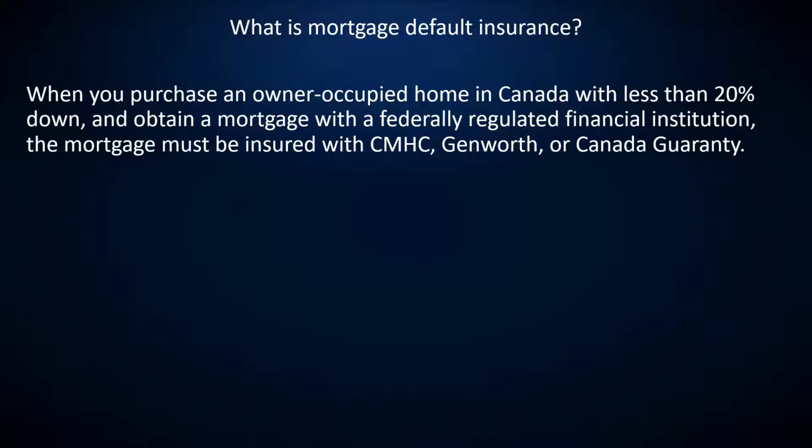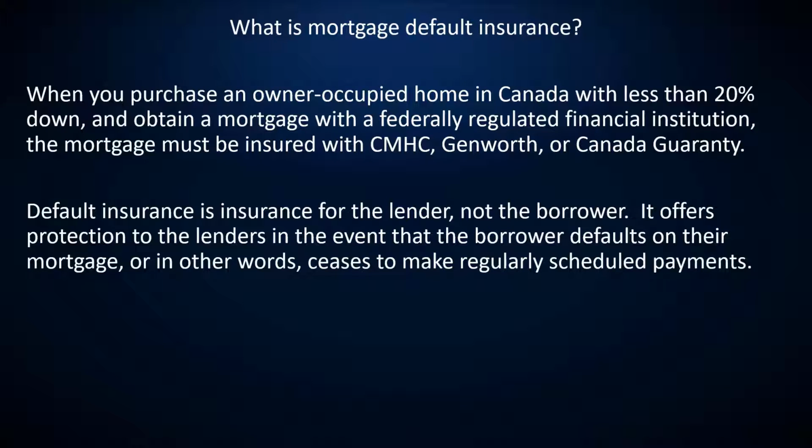Now, there are lenders that can offer you uninsured mortgages for purchases with less than 20% down, but these lenders are either private lenders or mortgage investment corporations whose rates and fees are very high to the point where it's not worthwhile going with one of these lenders to save money on avoiding default insurance. Lenders such as these are there to provide mortgages for people that aren't able to qualify with federally regulated lenders.